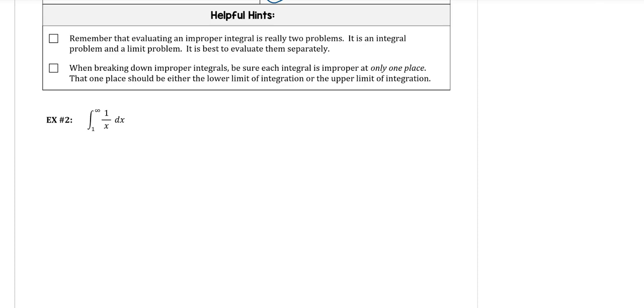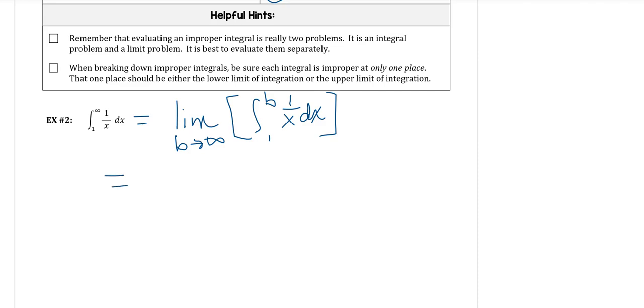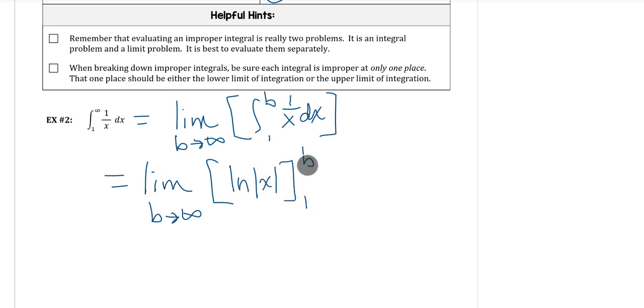Okay, so this one is already set up to be just one limit. The upper limit is infinity, so we're going to rewrite it as the limit as b approaches positive infinity of the integral from 1 to b of 1 over x dx. That way we evaluate the integral first, and then we'll evaluate the limit. So we take the limit as b approaches infinity, and this integral becomes 1 over x, antiderivative is ln of x, and we evaluate that between 1 and b.